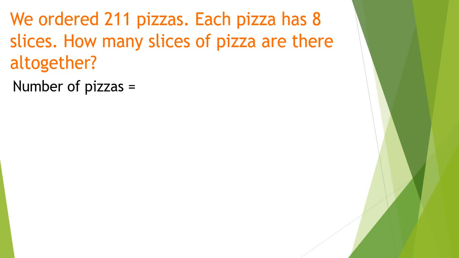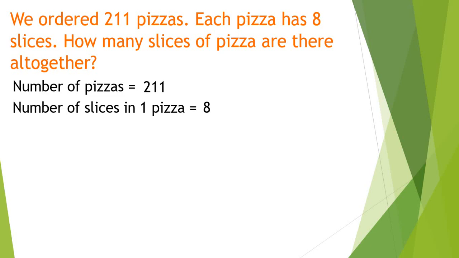Our first sentence of the question is, we ordered 211 pizzas. It means number of pizzas. How many pizzas do we have? It's 211. Our second sentence is, each pizza has 8 slices. It means number of slices in one pizza, and that is 8. Now what do we have to find? We have to find total number of slices, and this we can find by multiplying 211 and 8. So let's do the sum on the side.